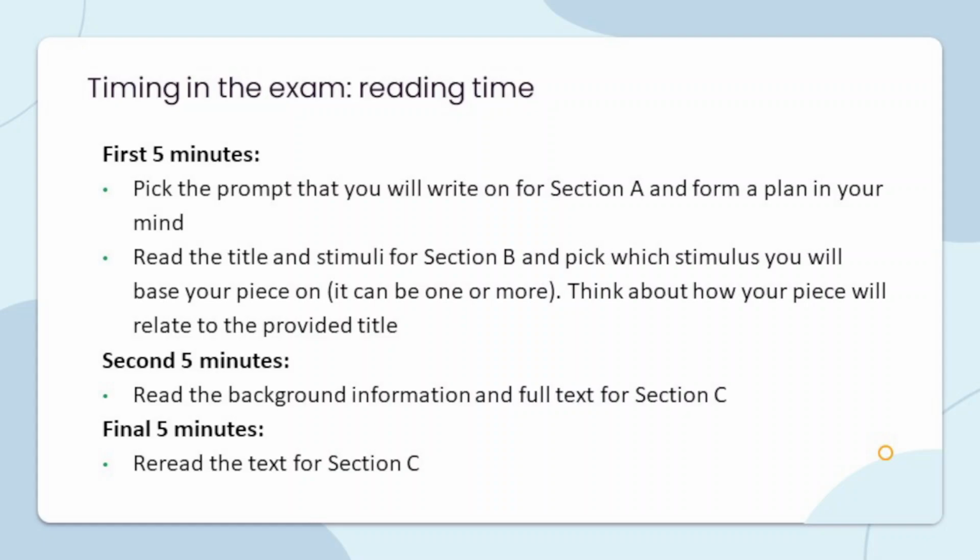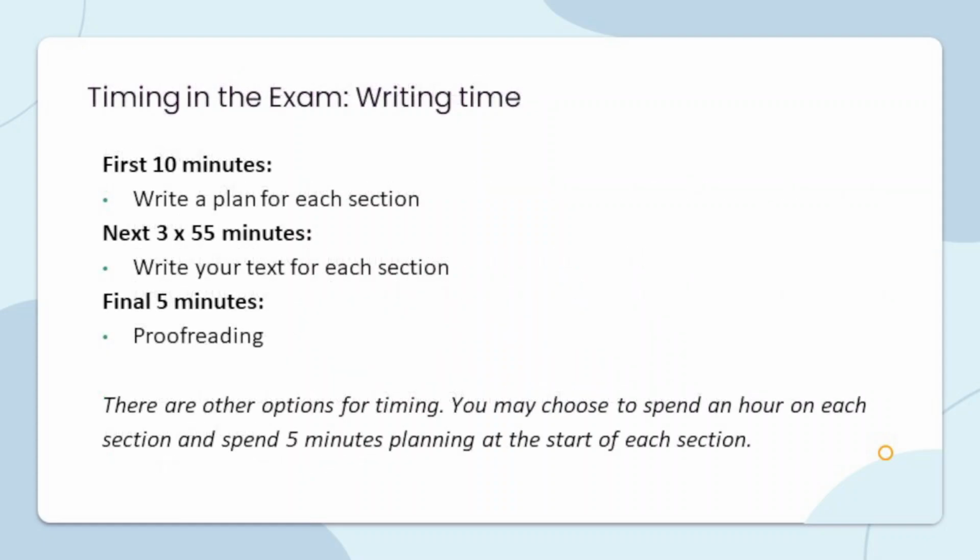So then timing in the exam during your writing time, I recommend in your first 10 minutes, write a plan for each section, because you've just thought about what you could write for section A. You've picked your prompt and you've started to think about a plan in your mind. Jot that plan down now that it's nice and fresh in your mind. You don't want to have a really good idea during reading time and then 2 hours later start to write it and be like, I can't remember what I thought of. So if you jot down a really quick plan and it's there, you're organized when it gets to that section. You've already got a plan there.